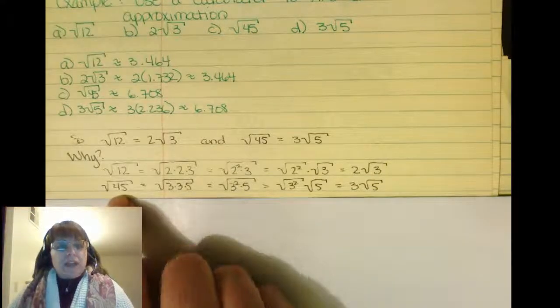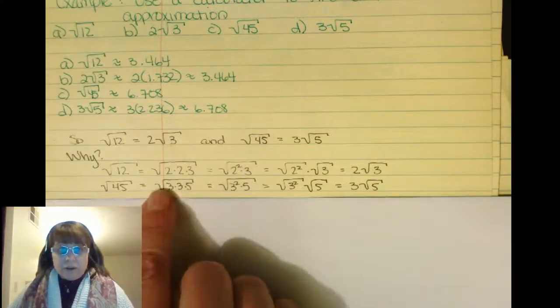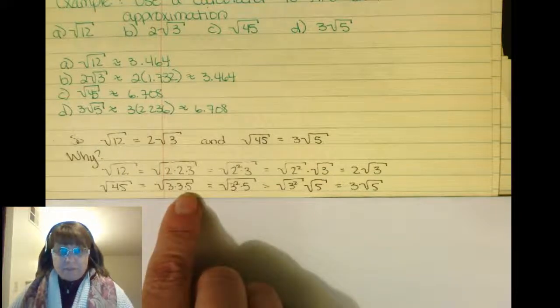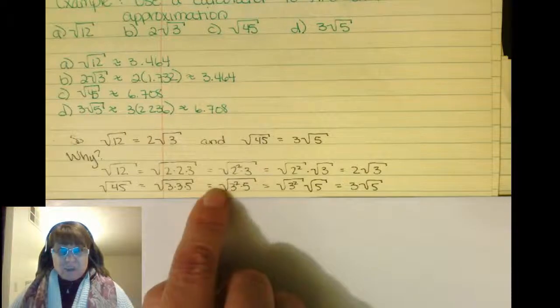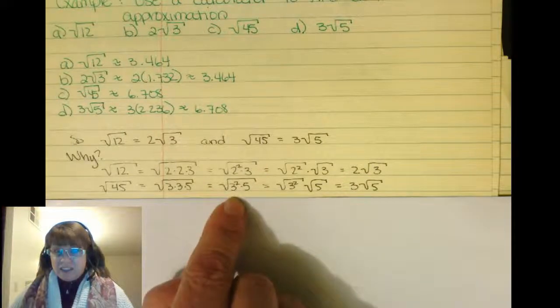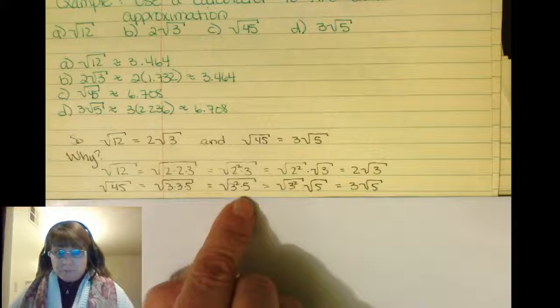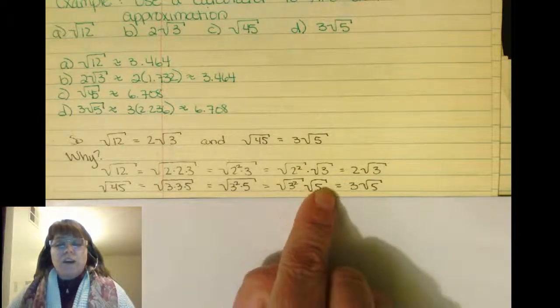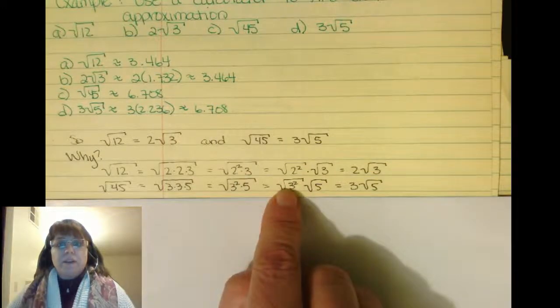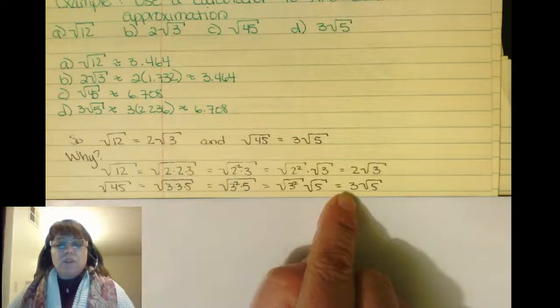The square root of 45 is really the square root of 3 times 3 times 5. But 3 times 3 is really 3 squared. So I have the square root of 3 squared times 5. I can break these apart to where I have the square root of 3 squared times the square root of 5. But the square root of 3 squared is 3. So I have 3 square roots of 5.